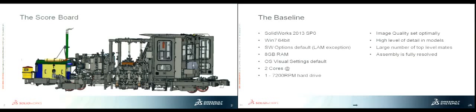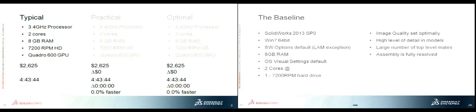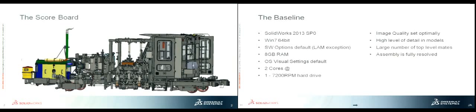On the SolidWorks side of things, internally, we left the image quality set to what we would consider the optimal setting, right around 25%. We have a high level of detail in the models and a large number of top-level mates also. And we've always been loading the assembly fully resolved at all points in time. Yes? Large number of top-level mates. There were 139 over there? No. We'll show you a little bit later on. There's actually closer to 1,300, and I'll show you why there's 1,300 in there. So there is a reason for that. Yes, you're right.